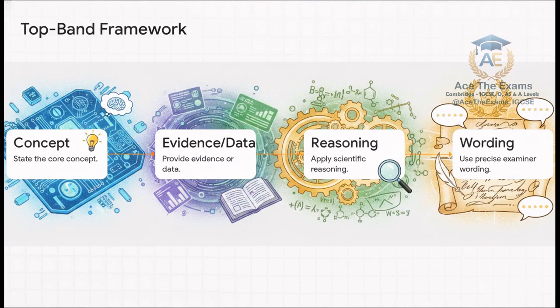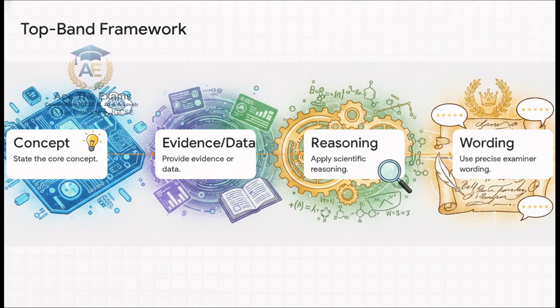Okay, so how do we guarantee those marks every single time? Well, you need to memorize this 4-step top-band answer framework. Step 1. State the core concept. Step 2. Provide evidence or data. Step 3. Apply scientific reasoning. And Step 4, which is honestly the most important, use precise examiner wording. Applying this exact sequence is how you consistently secure maximum marks, pulling yourself right out of the average and into that top band.